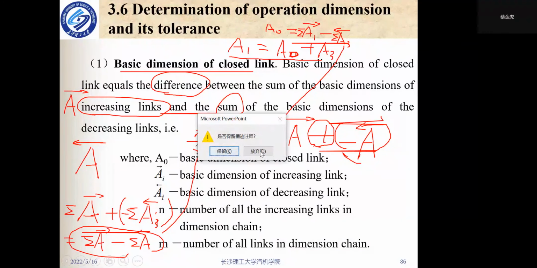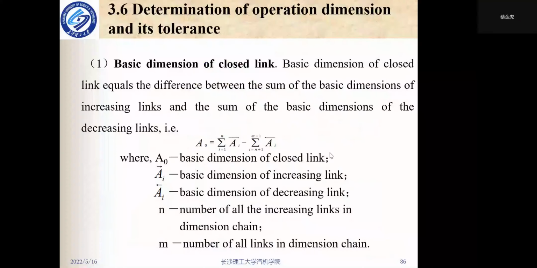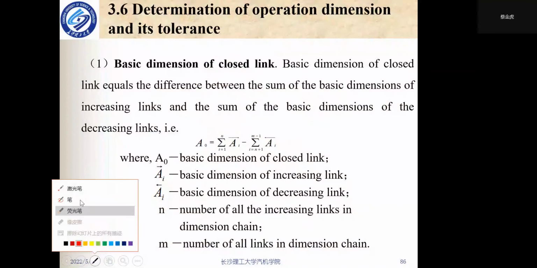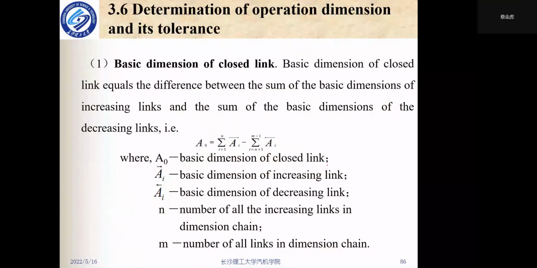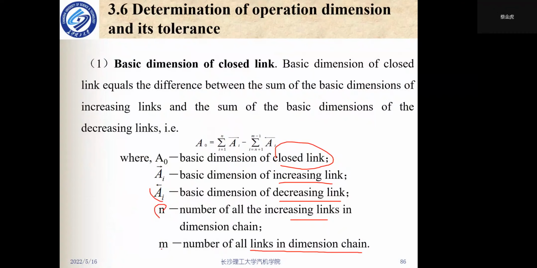It is complicated. So in this equation, I0 is the basic dimension of the closed link, and AI with the arrow to the right side is the basic dimension of increasing links, and with this symbol, decreasing links. N is the number of all the increasing links, and M is all the links in the dimension chain. We exclude A0.